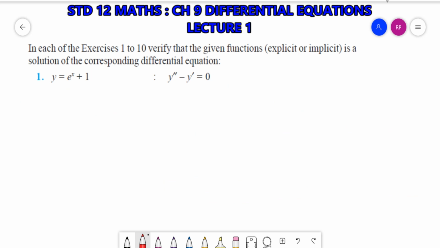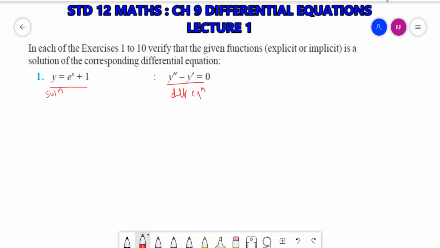Okay, exercise 9.2. In each of the exercises 1 to 10, verify that the given function, explicit or implicit, is a solution of the corresponding differential equation. Means this is the solution and this is the differential equation. Now, when we do further questions, we will be using two methods.